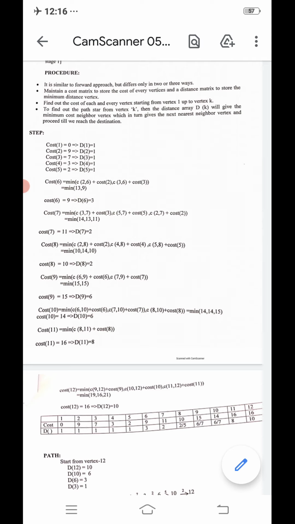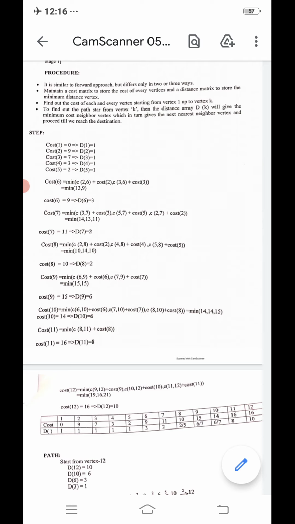Now cost of 6,10, how much is the value? 6,10 is 5. Okay, 5 plus cost of 6, 5 plus 9, how much? 5 plus 9 is 14. Cost of 7,10, how much? 3 plus cost of 7, 11 plus 3, how much? 14. 14, 14, cost of 8,10 is 5 plus cost of 8, cost of 8 is 10. Okay, 10 plus 5, how much? 15. Which one is the minimum value? 14, 14, 15.